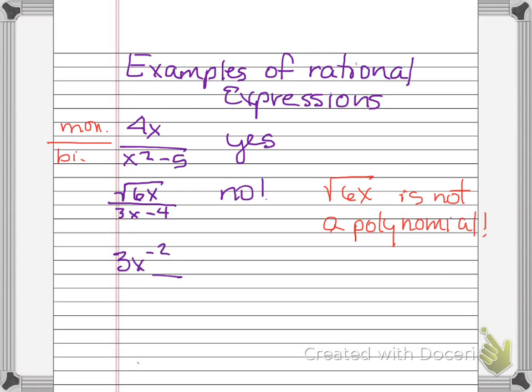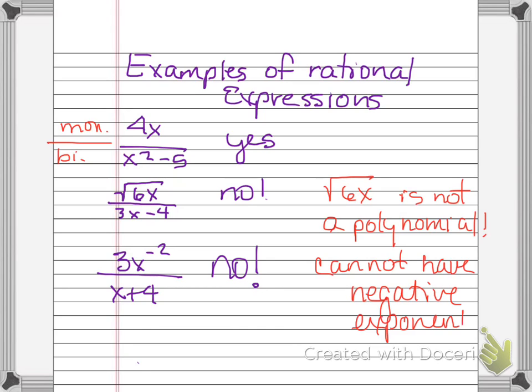Now what about 3x to the negative 2 over x plus 4? No, that one is not either. You cannot have negative exponents as part of your polynomial in the top or the bottom. So these are things to be on the lookout for. If you're asked to simplify, or is it in simplest form, if any of these occur, then they're already in simplest form. You can't have radicals and you can't have negative exponents.